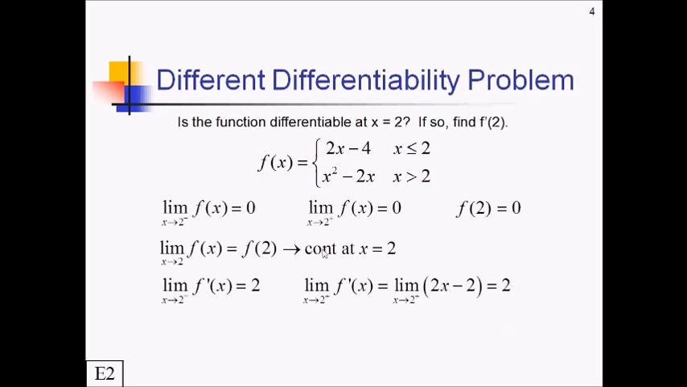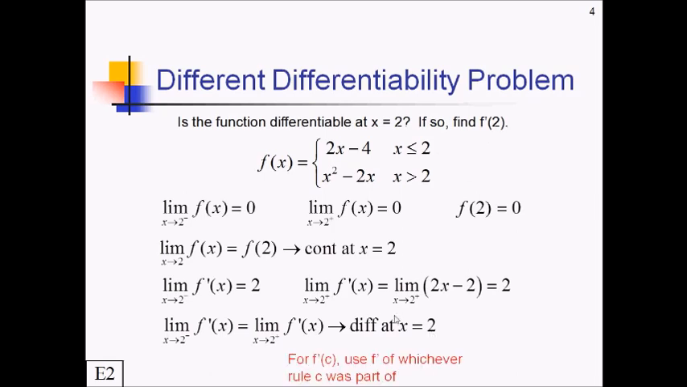So that actually matches up with what we have for our left side f prime limit. Since those limits match, which I have to write out explicitly here, that means that my function is differentiable at x equals 2. Now, actually finding f prime of 2, we're just going to use f prime of whichever rule the c value, 2 in this case, was part of.